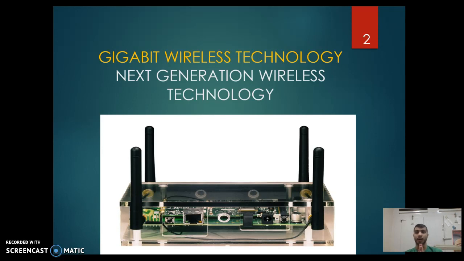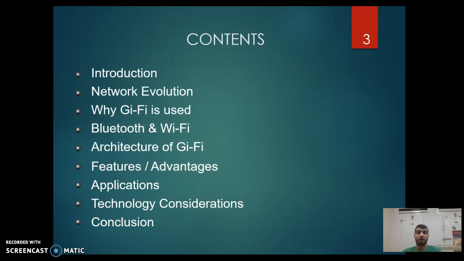As we all know what gigabit is, it means we can download or upload data at the speed of 1000 Mbps, or we can call it 1 GB. At that speed we can use our internet. It is a new technology going into our market today. Let's talk about all this content today.